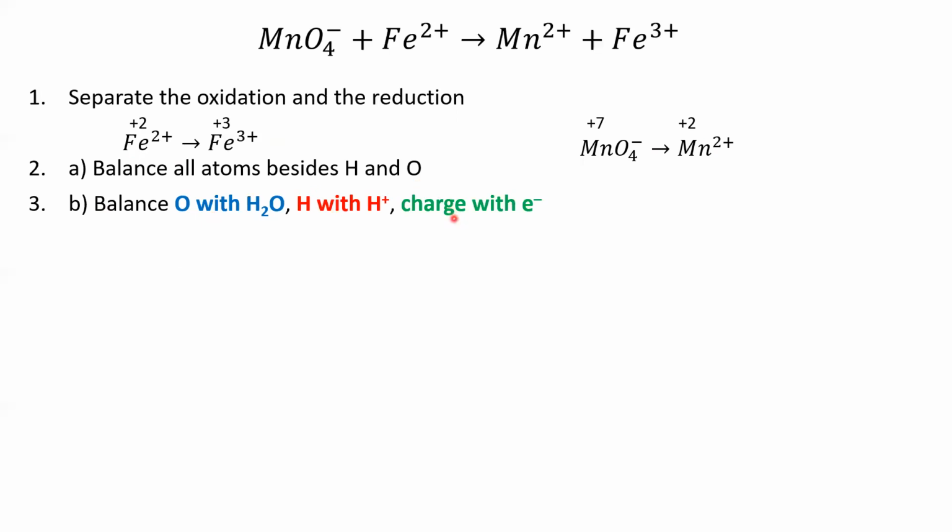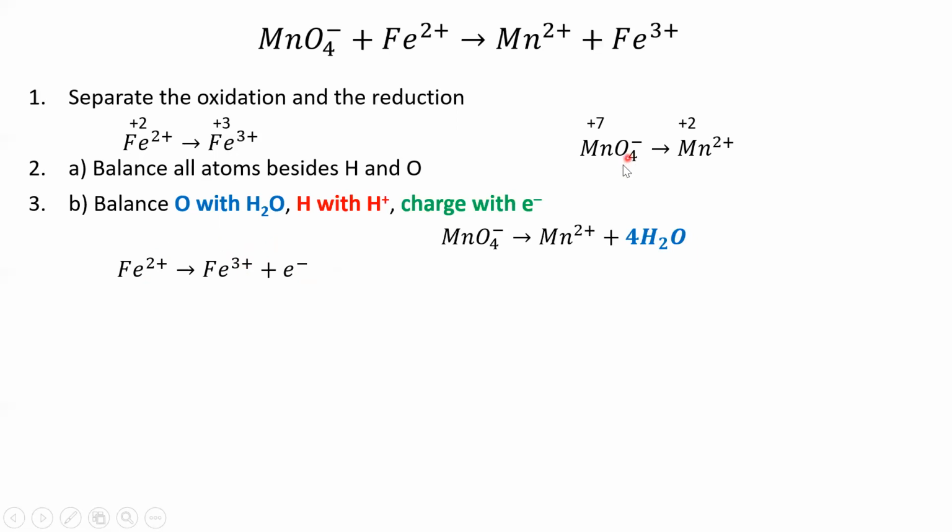All right, so let's look at our oxidation half reaction first. Okay, there are no oxygens, so we don't have to add water. There are no hydrogens, so we don't have to add hydrogen ions. We have a +2 charge here and a +3 charge here, so we have to lose 1 electron. Okay, it's an oxidation half reaction because we're losing an electron. The oxidation number is going up.